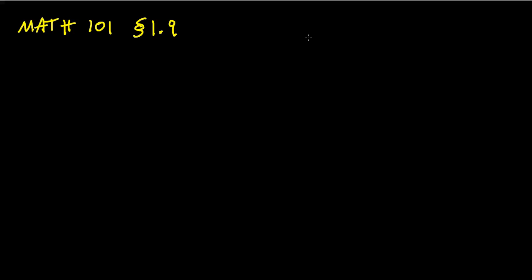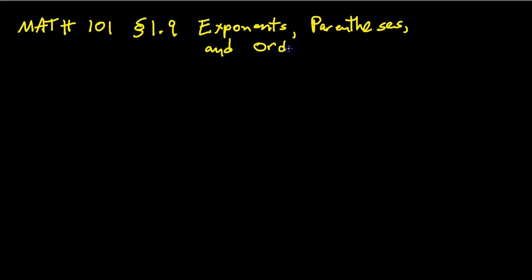Good morning. Today we're going to talk about Math 101 and in particular Chapter 1.9, or Section 1.9, Chapter 1, Section 9, which is entitled Exponents, Parentheses, and Order of Operations. A topic certainly we've seen before in our mathematical careers.